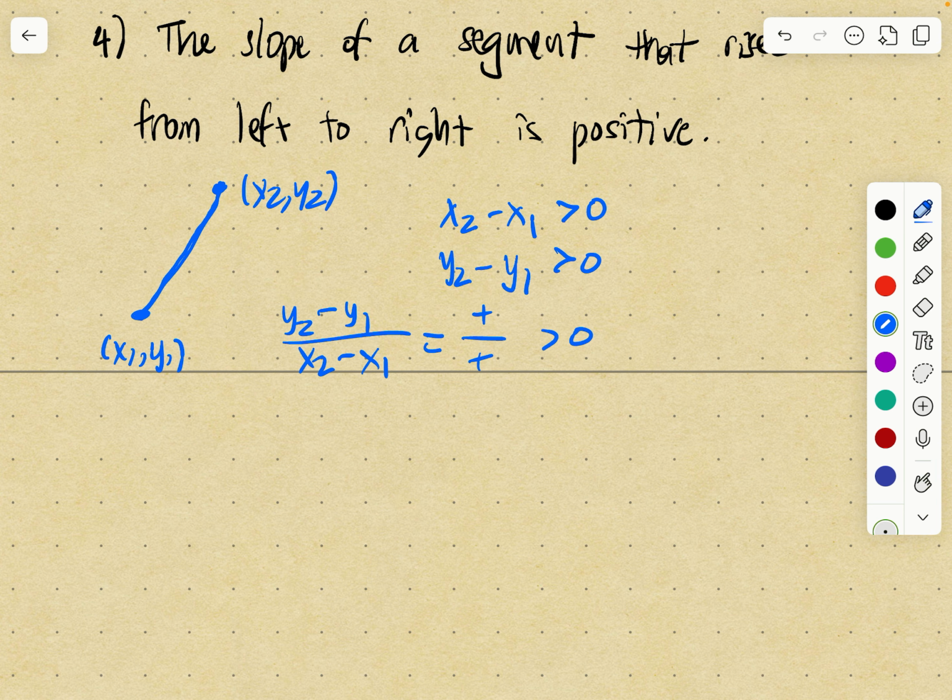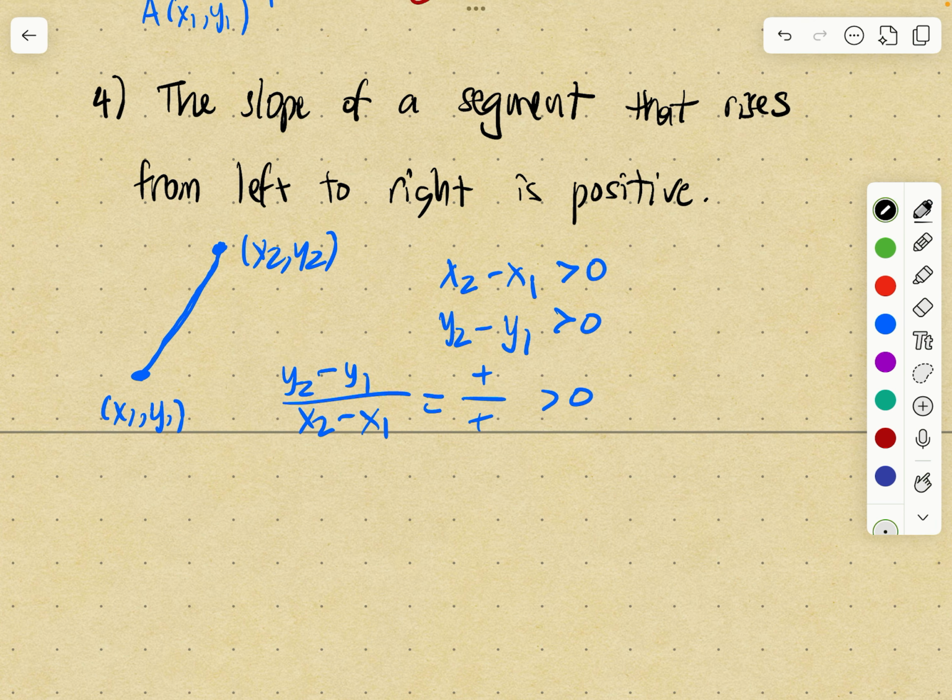Similarly, if you have, okay, I'm going to put parentheses here, respectively descends. So in other words, replace the word rises with descends. From left to right, the slope is negative.